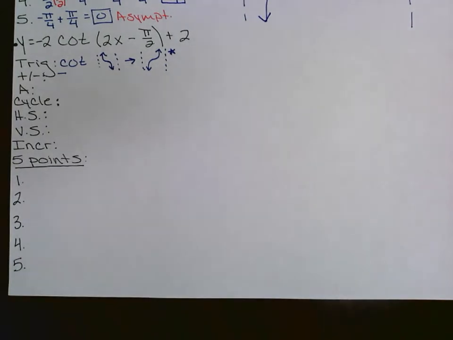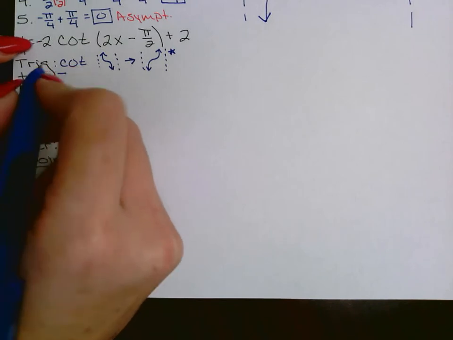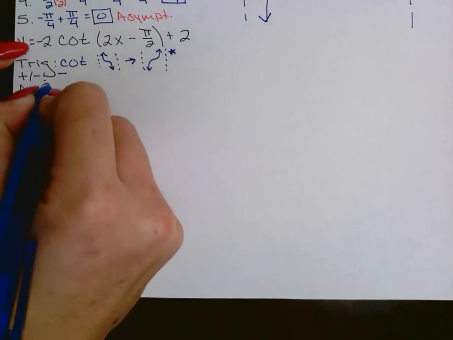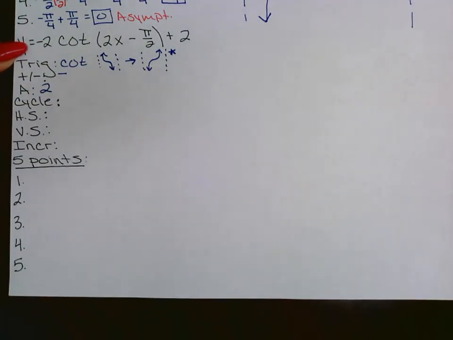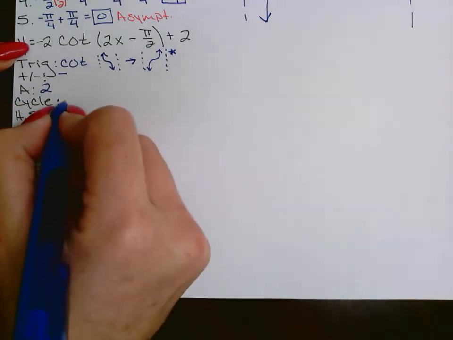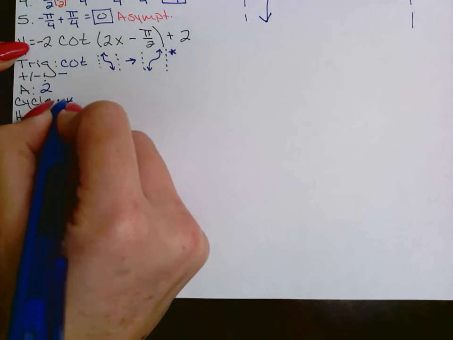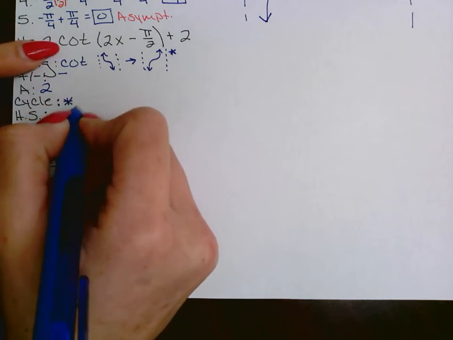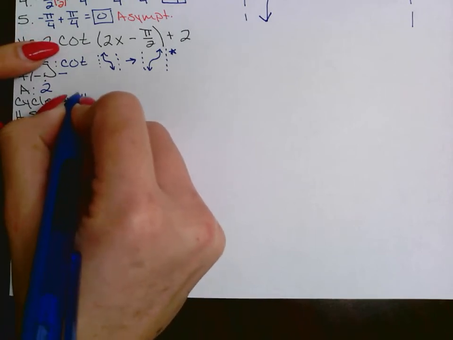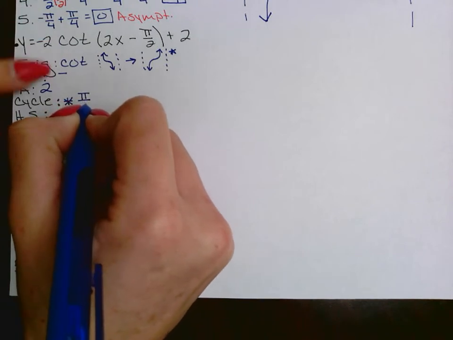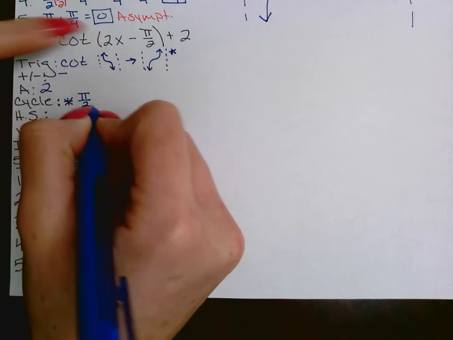So our amplitude here is 2. Again, if you choose to write positive or -2, it doesn't matter, as long as you understand the concept that we're moving 2 up and 2 down. My cycle, remember, this is where one of my changes happens. Cotangent and tangent have a cycle of pi over b. So in this case, my b is 2.